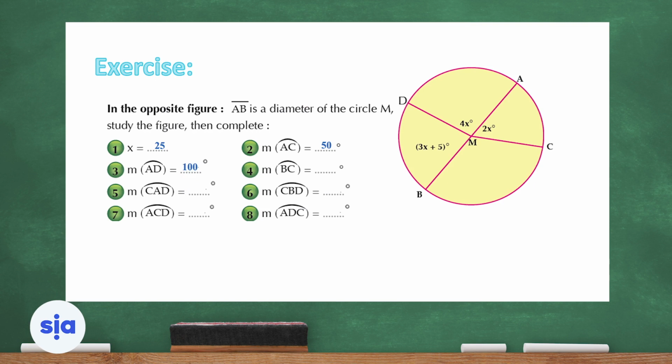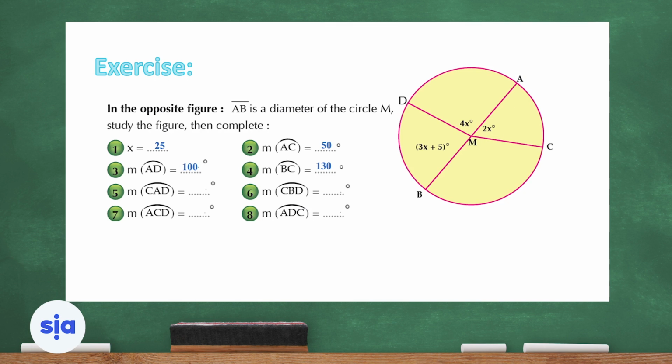Question number 4. The measure of arc BC. Again, arc BC. Now, we don't have any label for the central angle opposite to it, which is angle BMC. But we know that the whole circle is 360 degrees. If you subtract angle DMB, angle DMA and angle AMC from the 360, you will see that angle BMC, which is the central angle opposite to arc BC, is 130 degrees. To get this, you need to substitute each x value you have by the 25 that we got in point number 1.